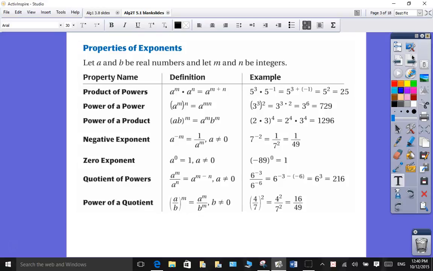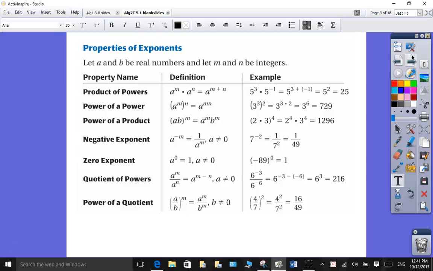Now, you don't have to copy everything. Obviously, it came from the book. You're welcome to if you want. Just like I showed on the homework, right? 10 to the negative third times 10 to the negative 5. You add the exponents. That's the first property right there, right?